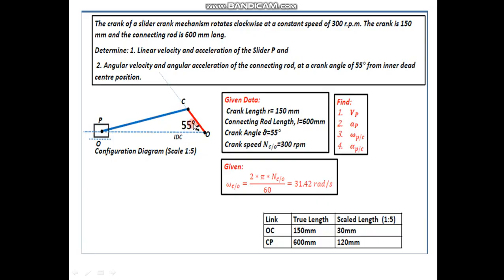First, as the angular velocity of the crank is given in RPM, we determine it in radians per second. Once you get the angular velocity of the crank in radians per second, we start drawing the configuration diagram. Configuration diagram means redrawing the given diagram as it is. For drawing it, we take a scale of 1:5. You can see this table here. The actual length is 150 mm; the scale length, as it is a 1:5 scale, is 30 mm, and the connecting rod is 120 mm. So with this scale length, I draw this diagram.